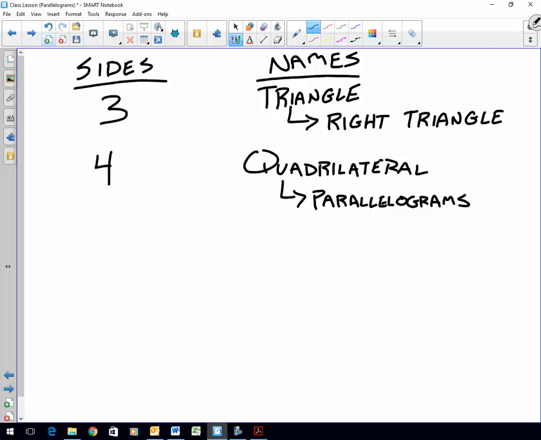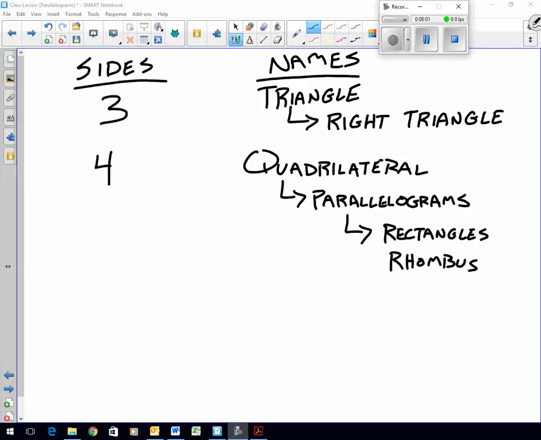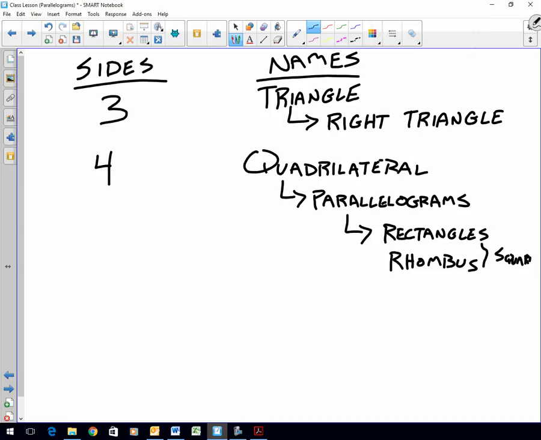Some special parallelograms are called rectangles or rhombuses. We'll talk about rhombuses tomorrow. I'm not going to spoil that today. You got to come back tomorrow. Okay? All right. And further, for lack of a better term, when rectangles and rhombuses hook up, they form a square. Okay? So, let's go through this again.